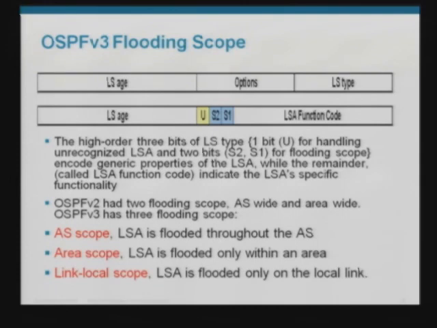In the case of OSPF v3, we have a link local scope. So the LSA is flooded only on the local link. So if you've introduced something new, you can flood this only to the link and upgrade only the routers that are on that link. Now the U-bit indicates whether you recognize this LSA or you don't recognize the LSA. And if you don't, what do you do with it? I'll show you in a second how you handle an unrecognized LSA.